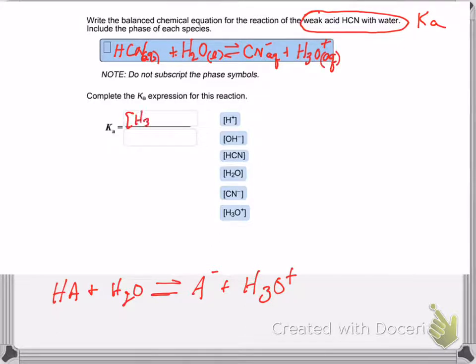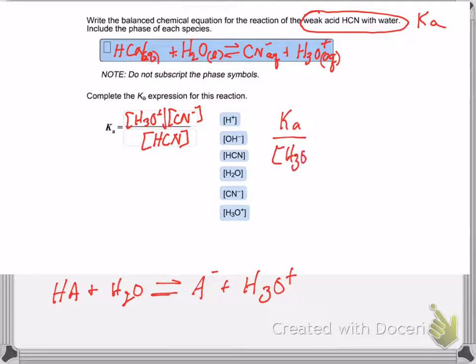When we solve for Ka, we have the products, H3O plus times CN minus, divided by HCN. So we see that the strength of the acid, which is a measure of how much H3O plus is produced in water, is directly proportional to Ka. The larger the Ka, the stronger the acid, the more H3O plus present in the solution.